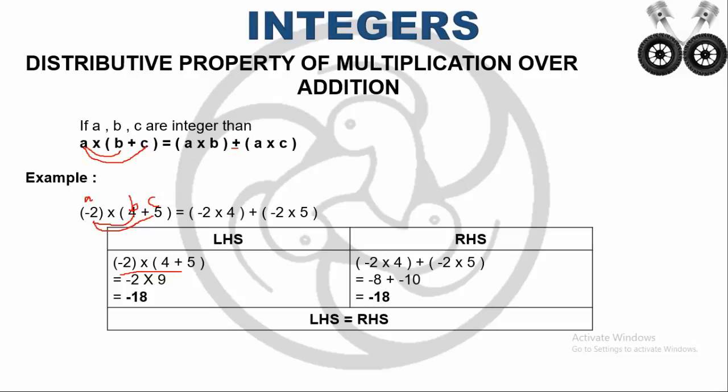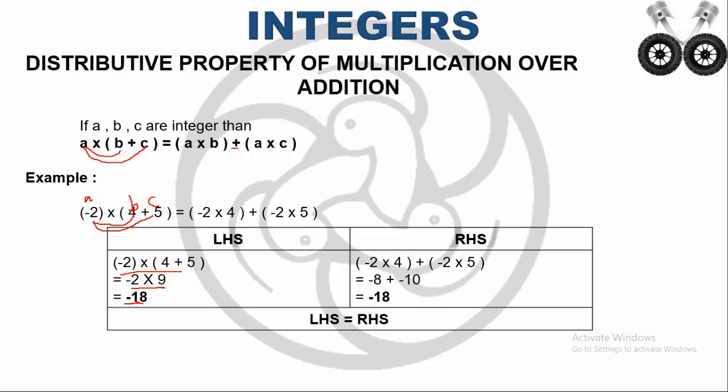What is the order of operation? Inside the bracket should be executed first. So 4 plus 5, the answer is 9. So minus 2 into 9. What is the product of 2 into 9, that is 18. The two integers are having different signs, that means I have to put the negative sign. So the answer is minus 18.